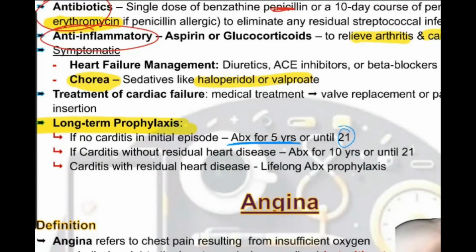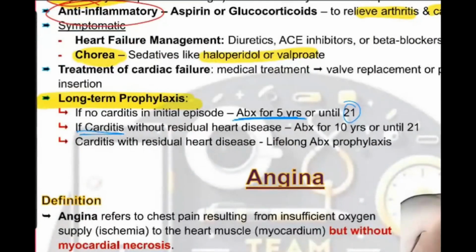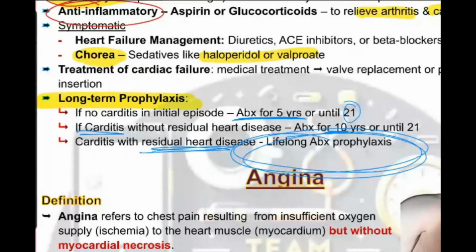Okay? Or if carditis develops, like a friction rub or something like that, but you have to cure that and there is no residual heart disease, then you keep the patient on antibiotics for 10 years. If there is some residual heart disease, like the patient develops mitral stenosis, even if it is a mild condition, lifelong antibiotic prophylaxis must be given because that can lead to infective endocarditis.